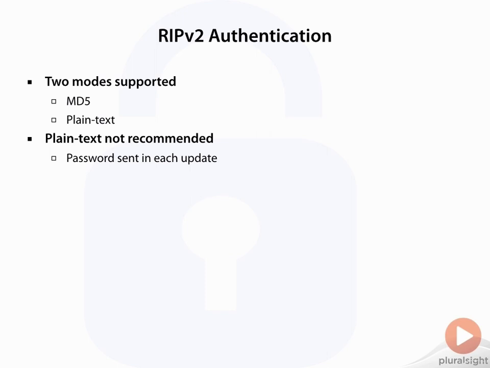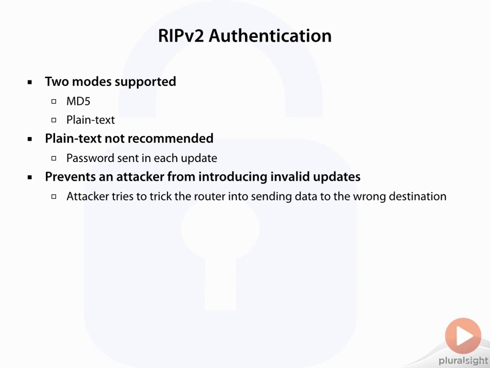Now, if I didn't do a routing protocol authentication, then anybody could come in, plug in, start receiving RIP routes and start sending RIP routes to me and could quite possibly change my default routes out of the network, creating a man-in-the-middle attack or just injecting false routes to the network, and we wouldn't want that to happen. So we want to do an authentication, but plain text is not the way to do it because the password is going to be sent in each update. But it does prevent an attacker from introducing invalid updates where they try to trick us into sending stuff to the wrong place.